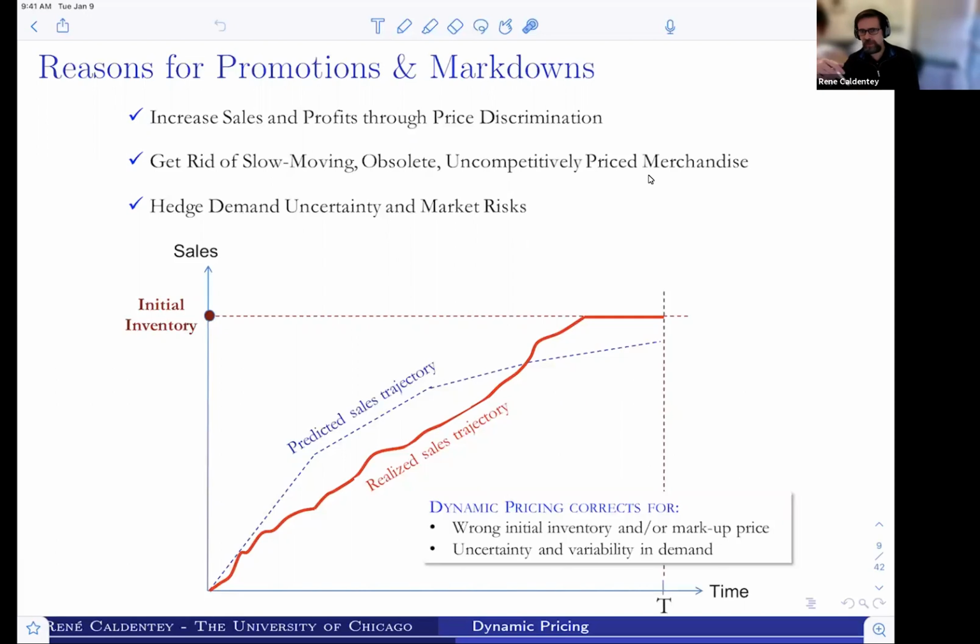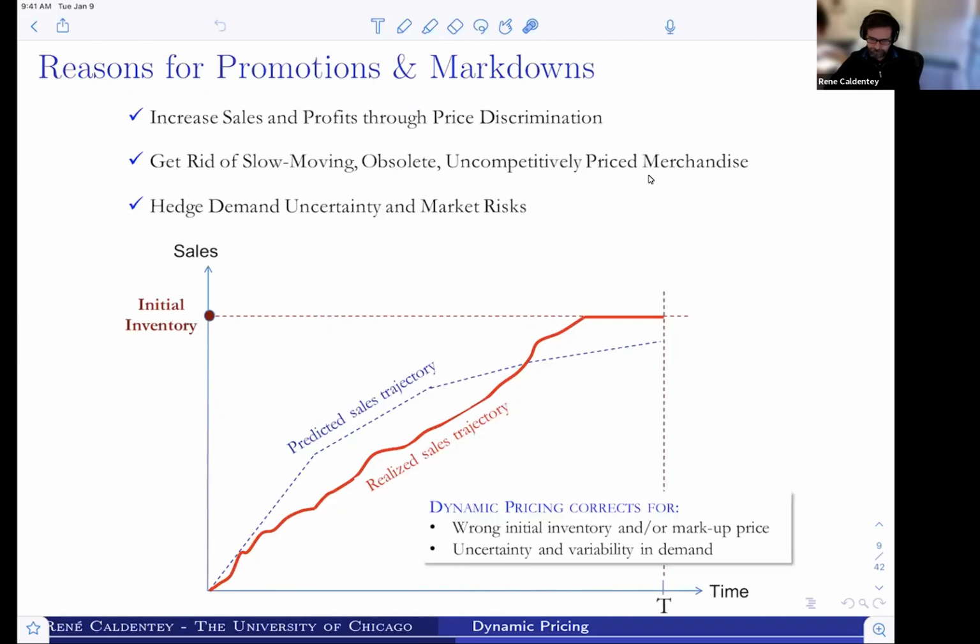So we need to react to that. We need to start cutting that. We need to start doing markdowns so that we can react to that. And so the whole point is that we're trying to use these tools to somehow compensate for that variability and hedge against some of these risks that we face, right? Both from the market and from the decisions of our own that we make when we decide on inventories and markups.